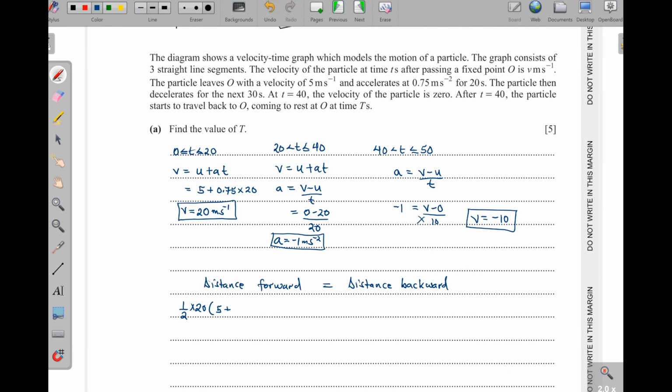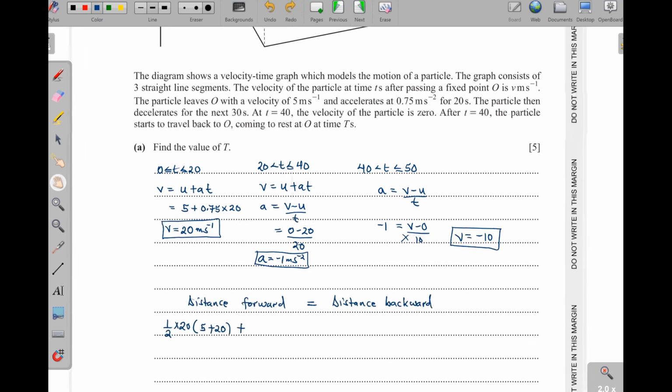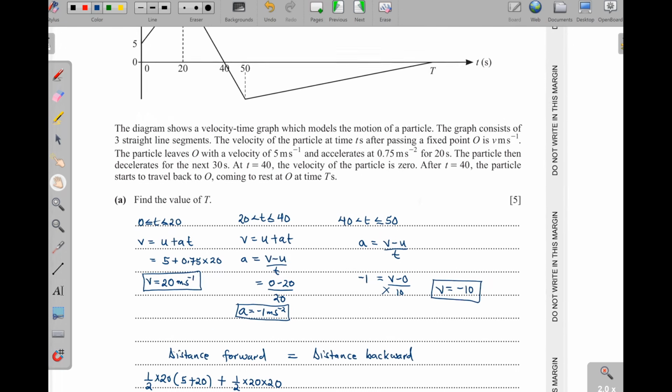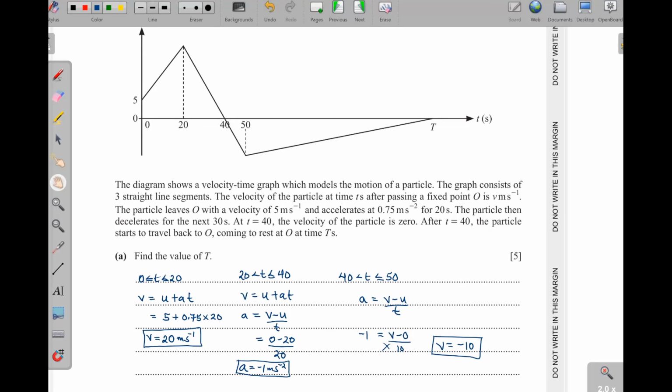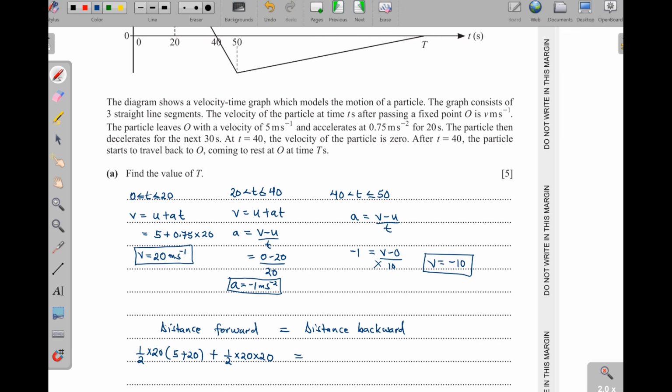This is a 5, then plus the 20, then plus the next one is a triangle here. So we shall have a half times the base is 20, then the height is this one here, also 20. Okay, so we shall have a half times 20, then times 20, and then after that, what are we going to have? I'm going to get the whole of this as one triangle. So I will have a half.